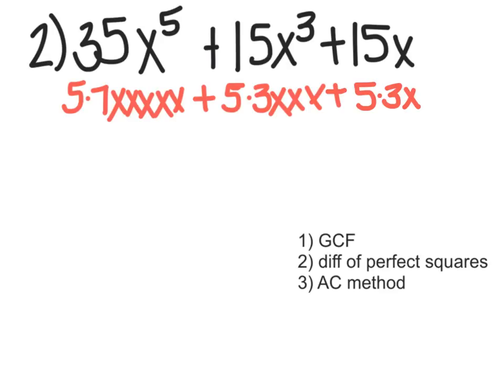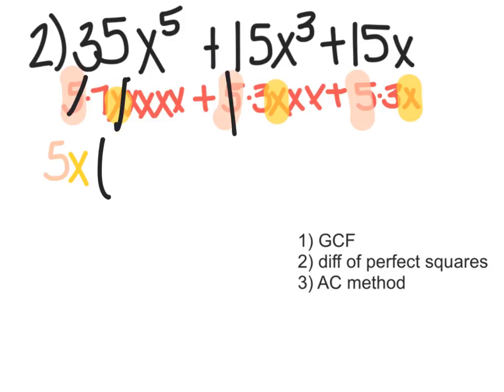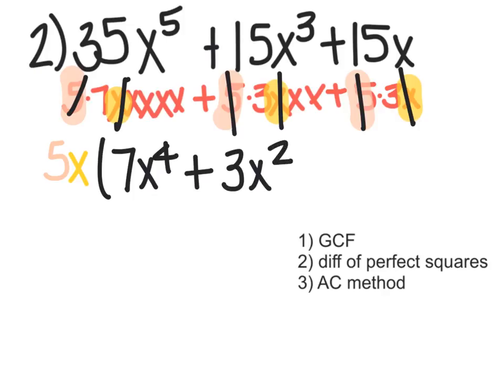So I'm looking for what they have in common. Notice that they all have an x in there, so I'm going to pull that x out first. They also all have a 5, so I'm also going to be pulling out that 5. And then what is left over is everything I didn't use, and that's what's going to go in parentheses. So I'm going to mark out all the pieces I pulled out, which I'd already highlighted. I'm left with 7, and then I have 4 x's, so 7x to the fourth, plus I have 3, and then I have 2 x's, so x squared, plus, and then I have a 3.